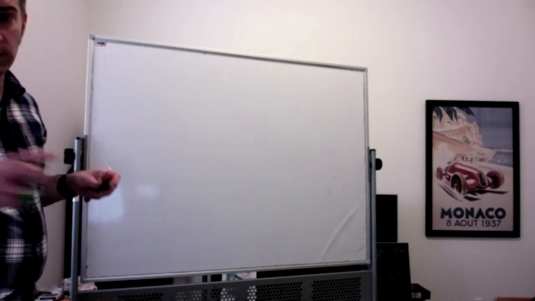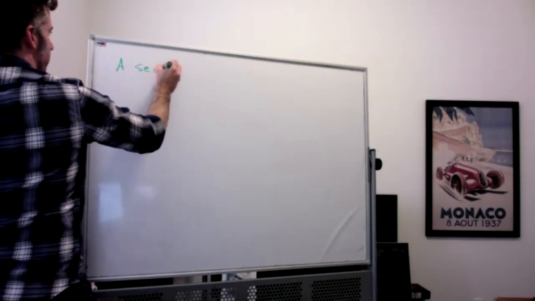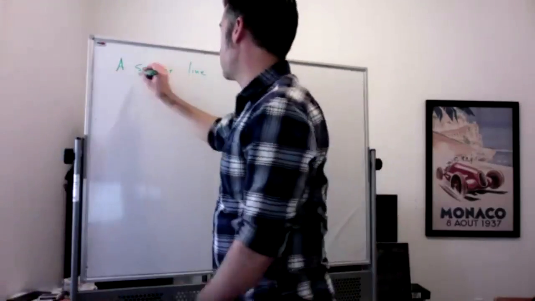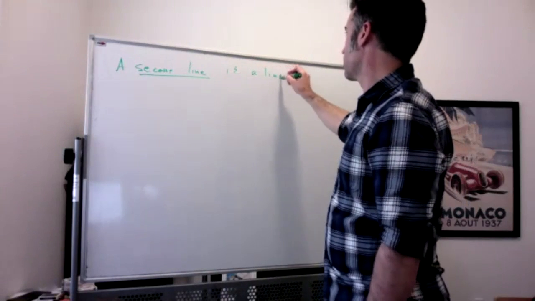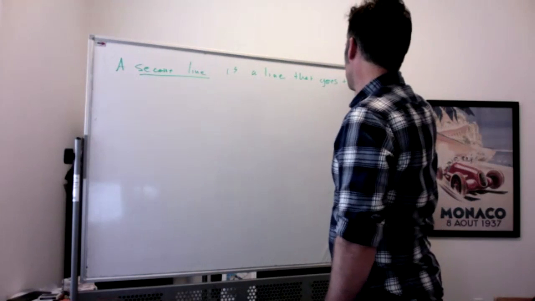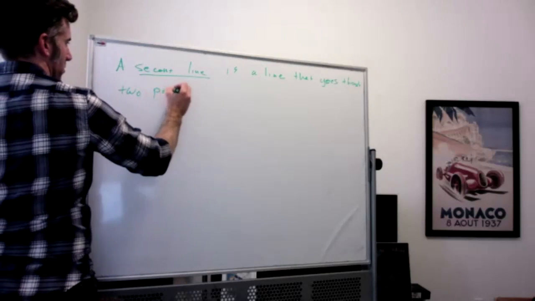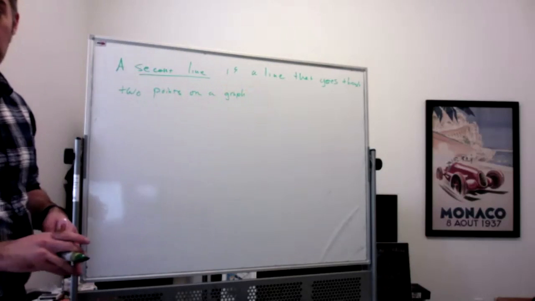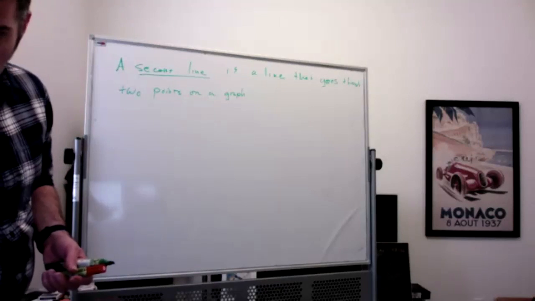So, difference quotient. A secant line is a line that goes through two points on a graph. So for example, let's see, how do I want, yeah, sure.